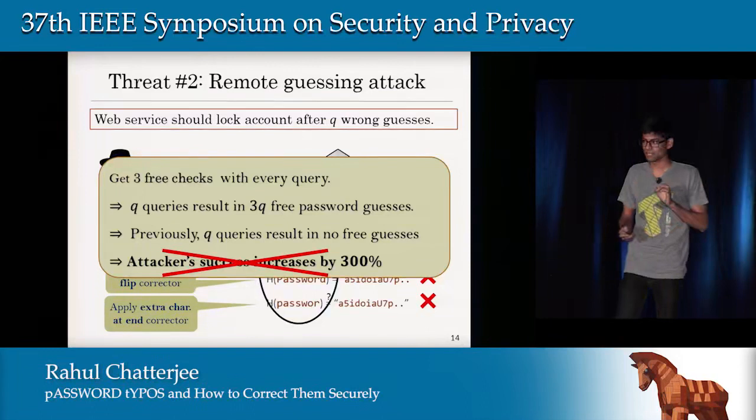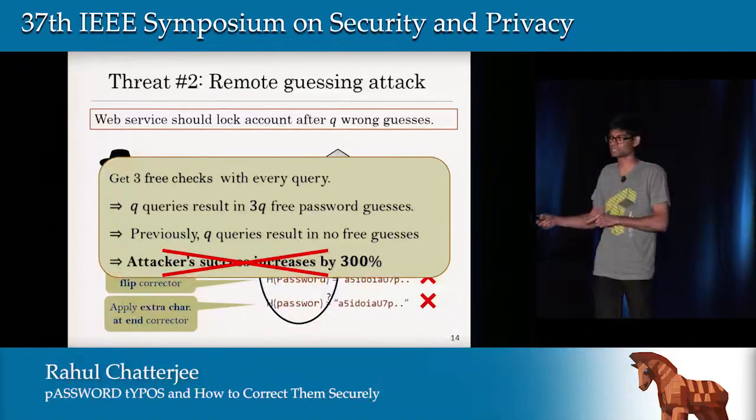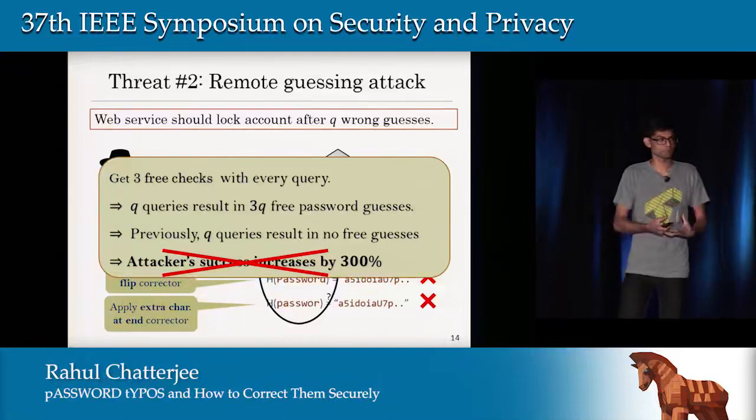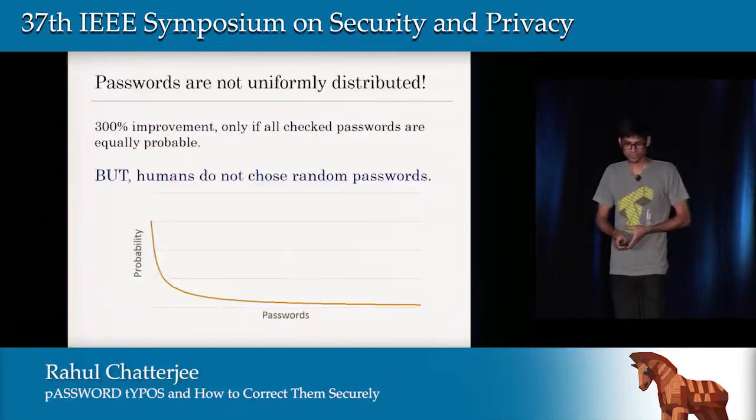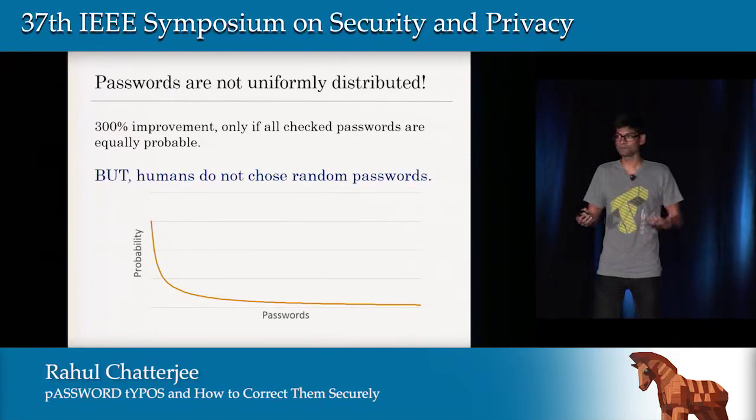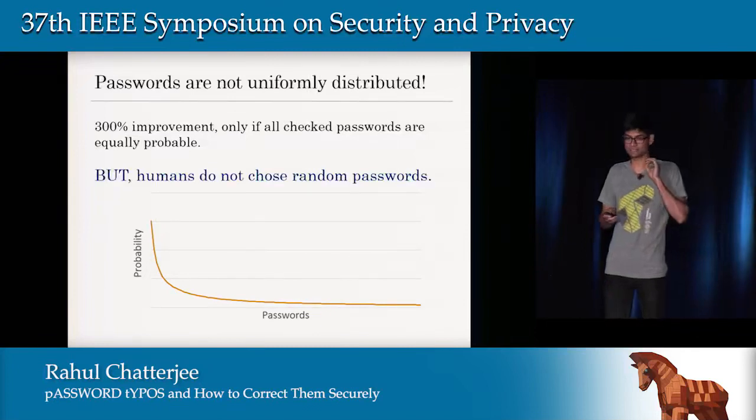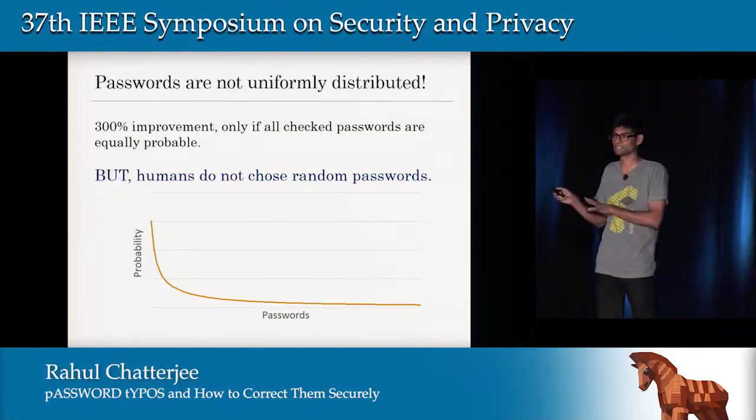The reason is it's not the number of passwords that determines the attacker's success. It's the aggregate probability of those passwords. Had users chosen passwords uniformly distributed across all password strings, this would be the case. But users don't choose passwords uniformly. We know the password distributions are heavily skewed towards the head. So that means the attacker's success will not be 300%.